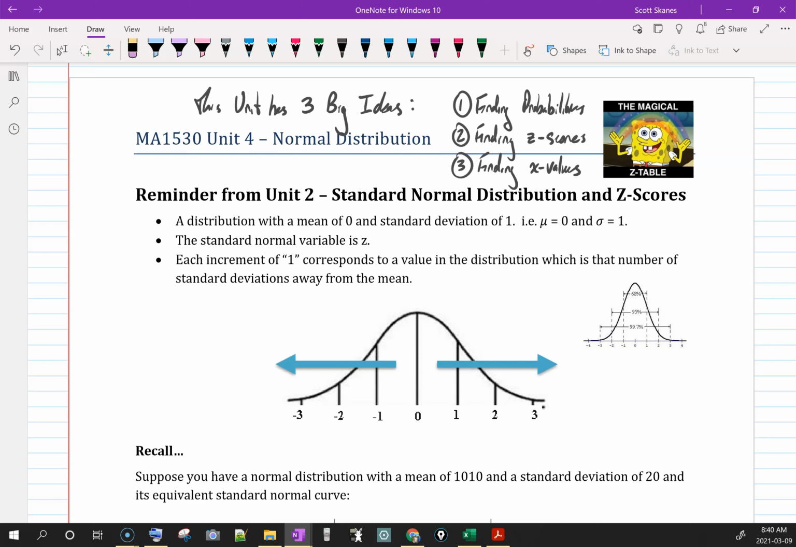From Unit 2, we already know all this stuff, so it's probably a good idea that you reread this, but the idea is that a distribution with a mean of 0 and a standard deviation of 1 looks like this. Your mean is right in the center, and then you go up and down from that point by your z-value. The z-value represents standard deviations away from the mean. Each increment of 1 corresponds to 1 standard deviation from the mean. So if the z-value is 2, you have 2 standard deviations. The z-value of 3 would be 3 standard deviations. You can go in between. You can have a z-value of like 1.67 if you wanted. There's no reason why not. And that would be where it is.